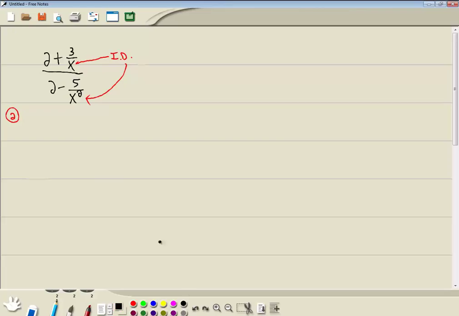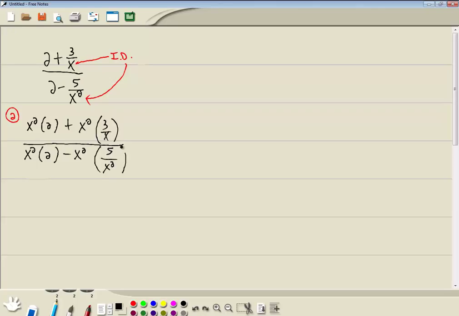Well, the LCM would be x squared. When you got x to a power, it's always your largest power. So we're going to multiply everything by x squared. We'll multiply it times the 2, and we'll multiply it times the 3 over x. We multiply by what's separated by pluses, minuses, and a division symbol here, although you want to keep single fractions together if you had a more complex problem. And we'll do the same thing on the bottom. Multiply that by x squared, and multiply the 5 over x squared by x squared.